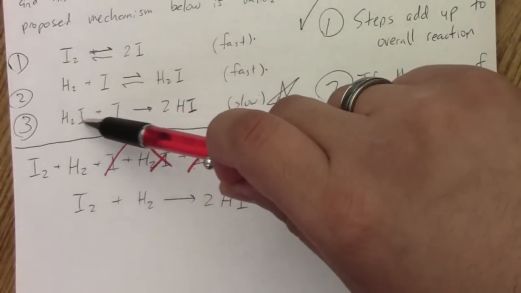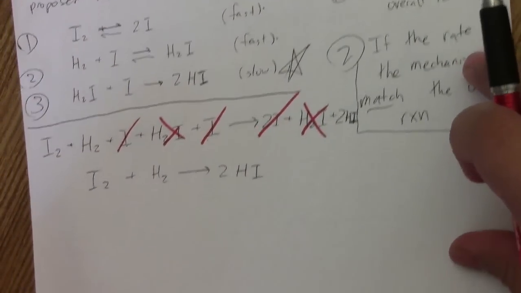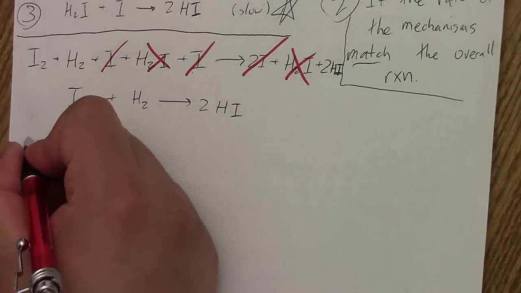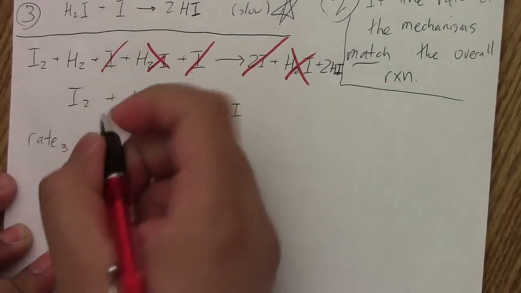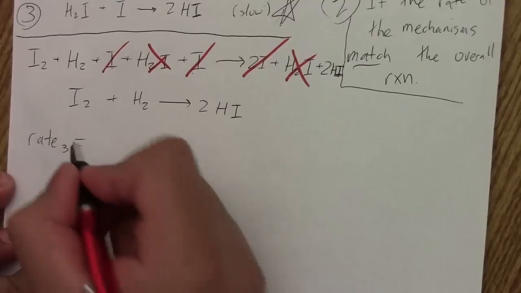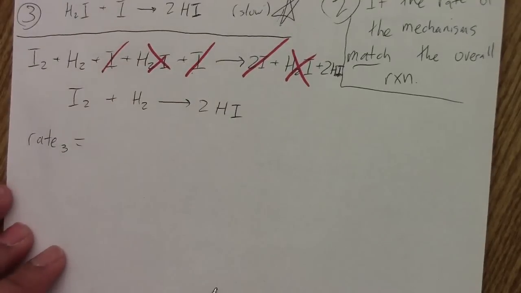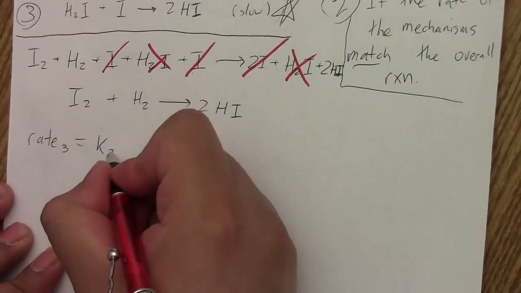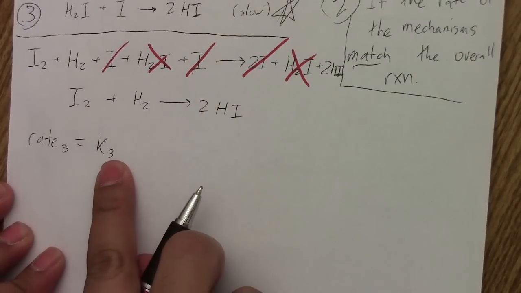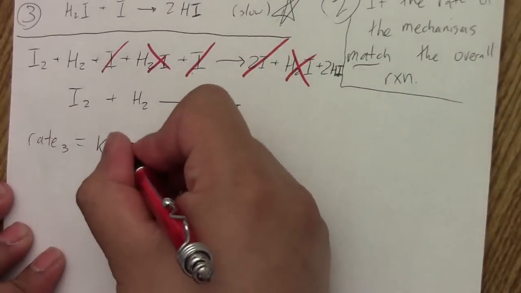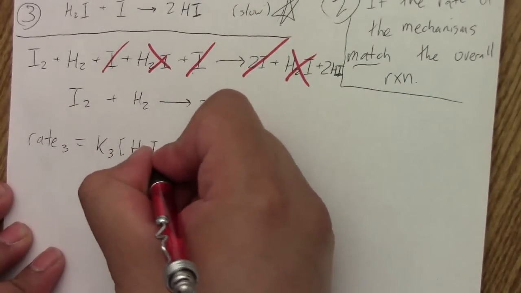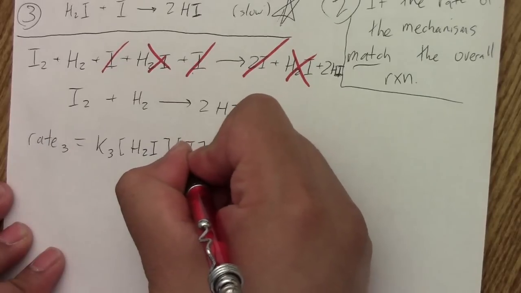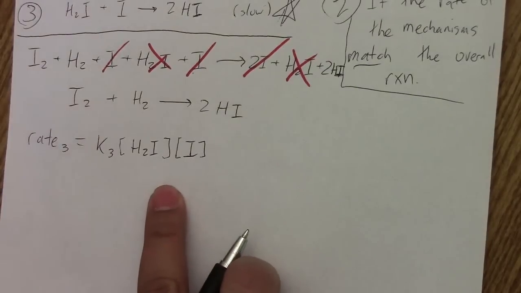So we're most concerned with step 3, so let's do that. So rate 3, our baby step, the rate that determines how fast our reaction is going to go, that is equal to K3. Let's call it K3 because it's from step 3. And then we're going to multiply that by the concentrations of each of the components. We have H2I and I as our reactants, and so that's what we're going to use in our rate law.